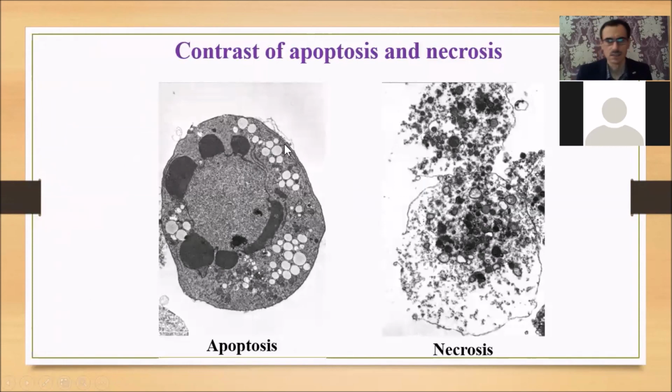Another slide, the electron micrograph of apoptosis and necrosis. As you see here, the cell damage, the cell membrane damage, affects the neighbor cells also.